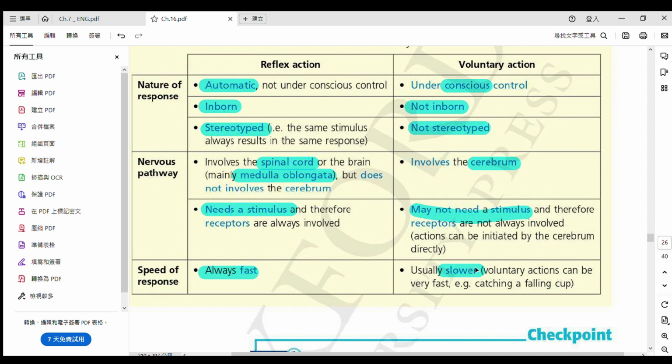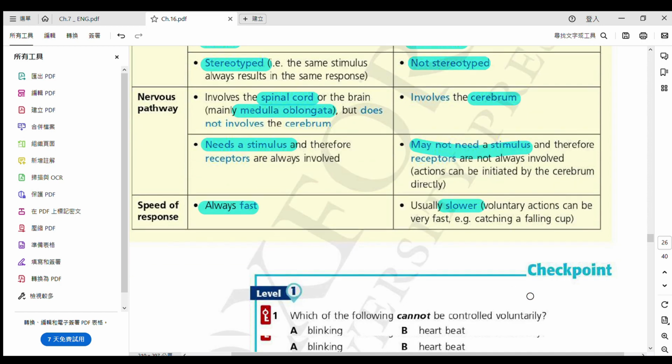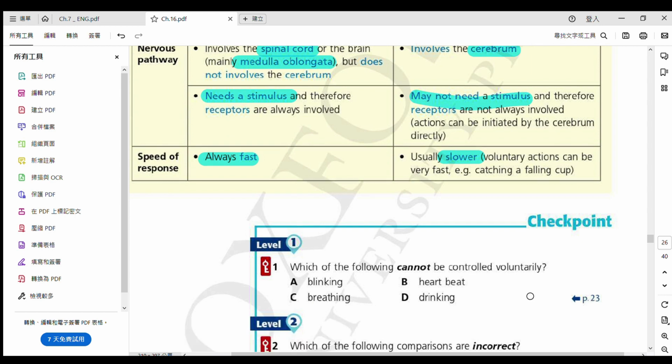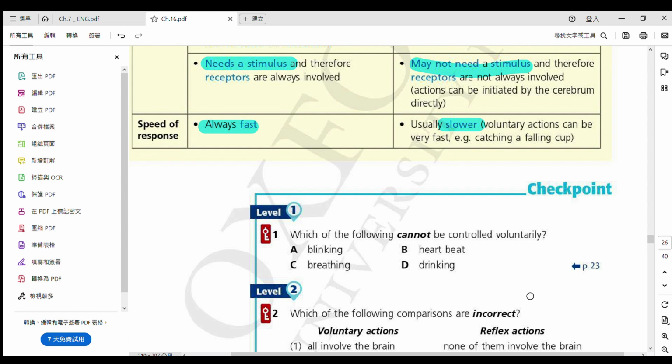Alright? So that's all for this video, okay? And same as earlier, I'll give you 5 seconds and you can pause the video and then do the following checkpoints yourself. So 5, 4, 3, 2, 1.